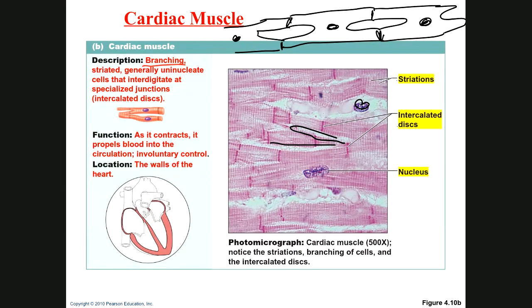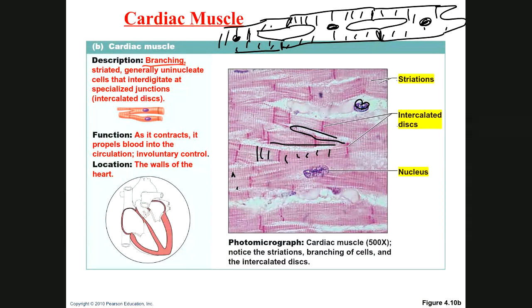It has one nucleus as opposed to many in the skeletal muscles. It does have striations. You can definitely see the striations, the little lines going across, which tells you that the physiology of contraction will be similar to that of a skeletal muscle.